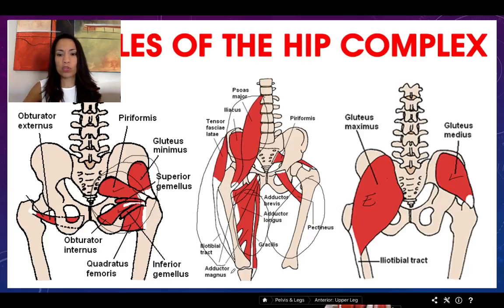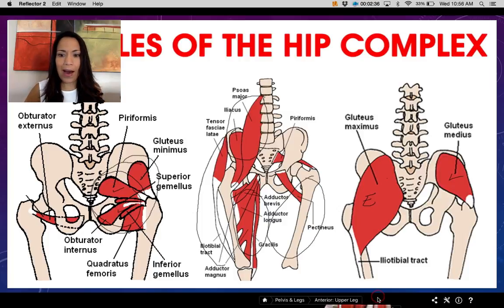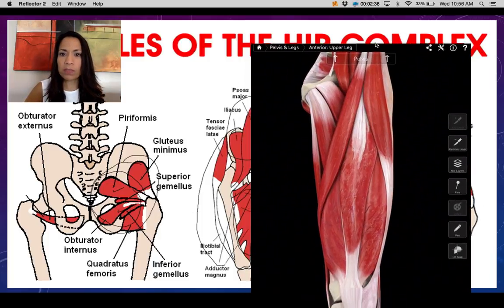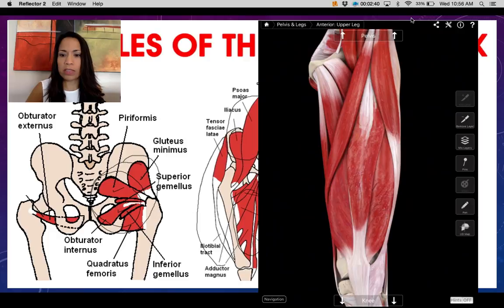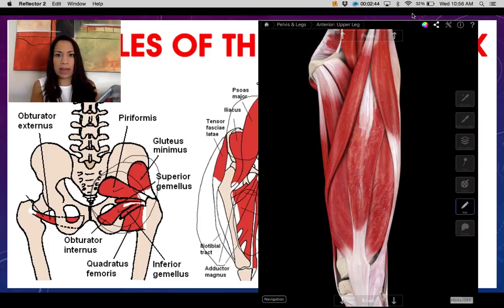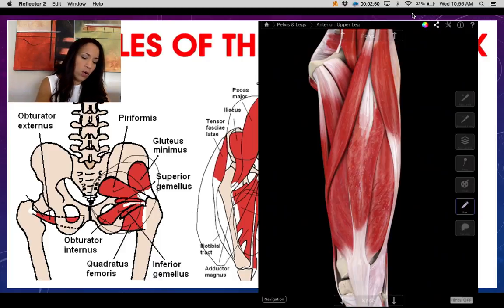So I just want to show you this to see that you know all of these muscles, how much you have learned in these two classes. And in here, I'm just going to label and identify. If you need to review the actions and the innervation, go back and check that. Okay, so anterior view of the thigh.